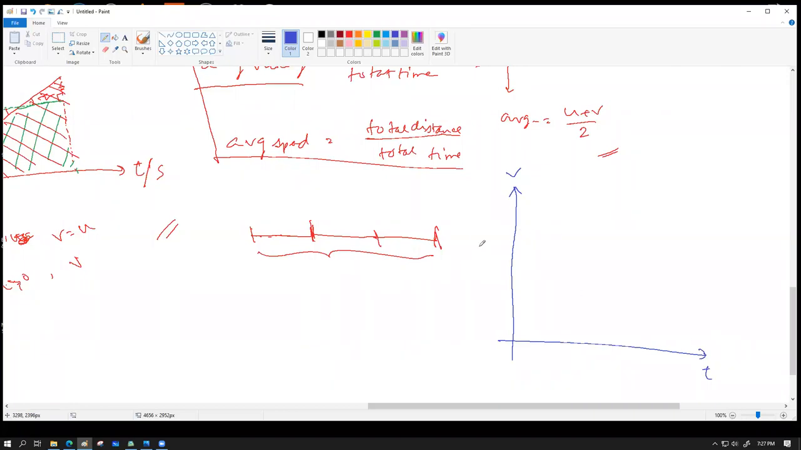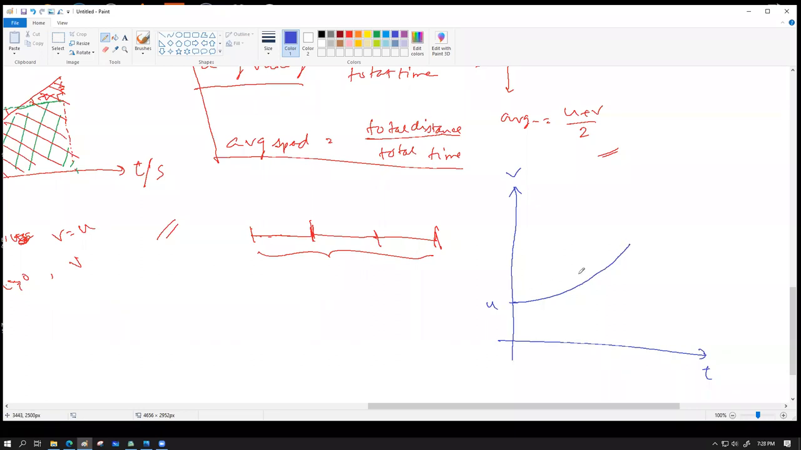So let's say an object is undergoing non-uniform acceleration. Let's say this was the initial velocity, which is okay. And then we are going to work with non-uniform acceleration, which means we are going to have an object that accelerates like that. So you can see over here, the gradient is increasing. You see that?